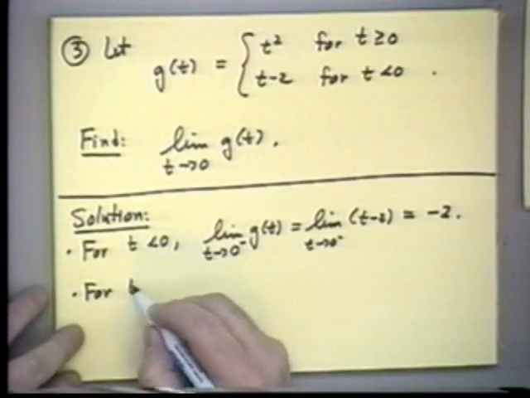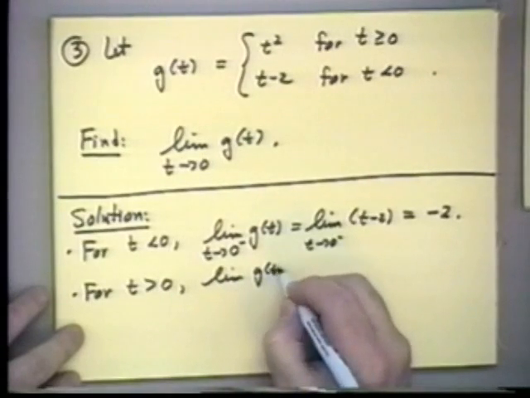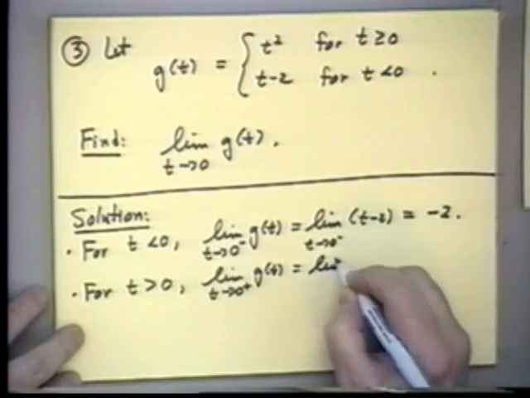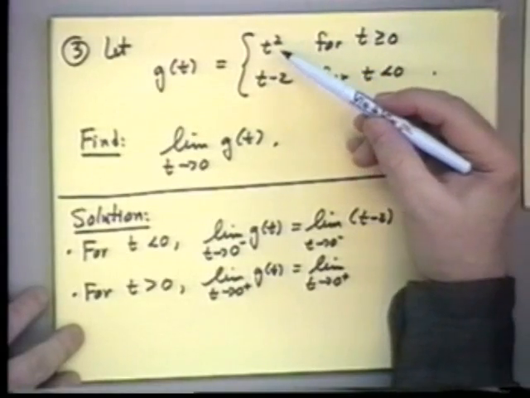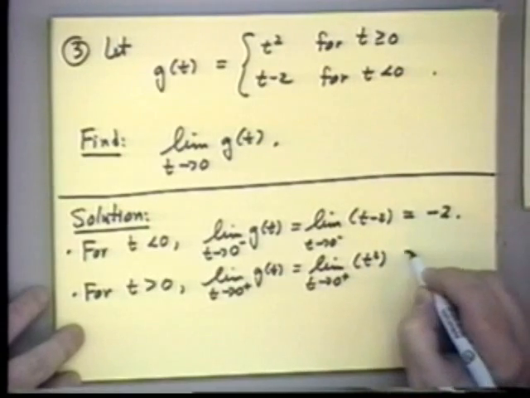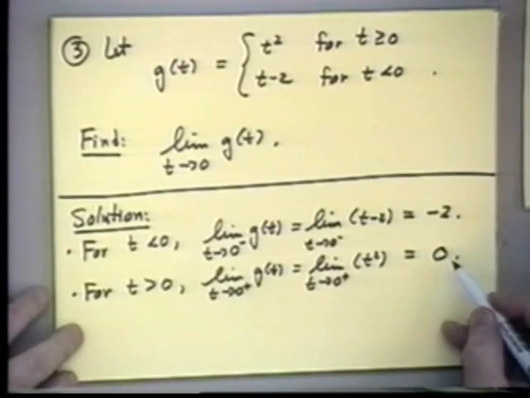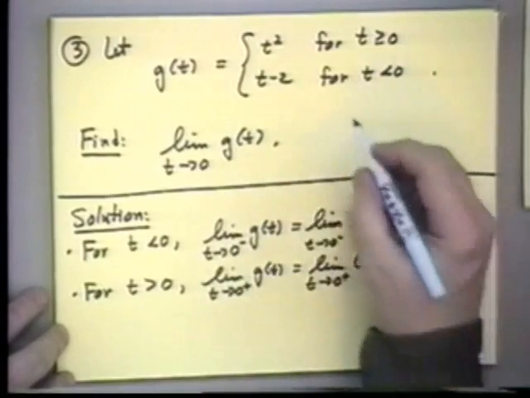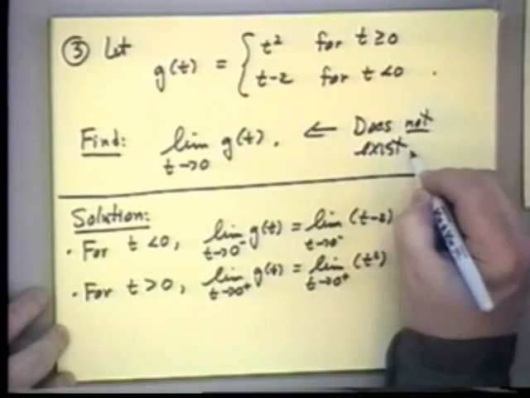On the other hand, in the other direction, for t greater than 0, the limit of g of t as t approaches 0 from above is equal to the limit as t approaches 0 from above of the other part of the function, t squared, because it's defined there for t greater than 0. And t squared, when you put 0 in, gives you 0. These two, of course, are not equal, so that means immediately that the two-sided limit does not exist. So I could write here: does not exist.